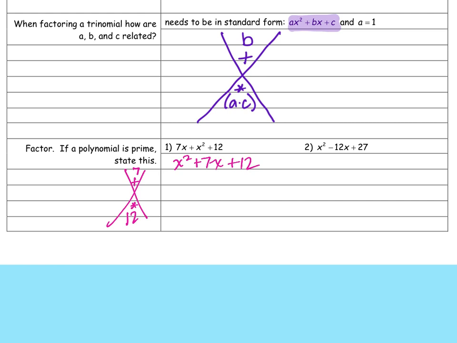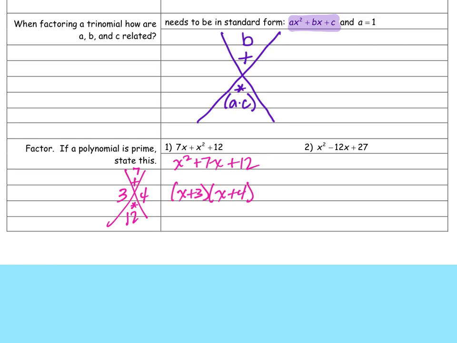3 and 4, correct. So then the answer needs to be in the form x plus 3. Since it's a positive 3, it'll be x plus 3 and x plus 4. Done. That's it. Okay? That's all there is to it.